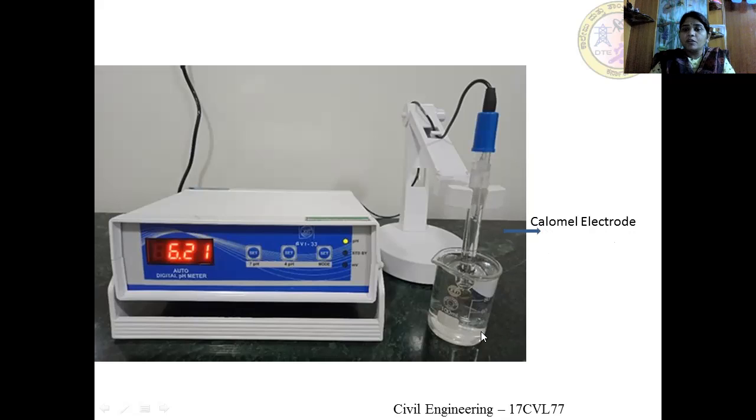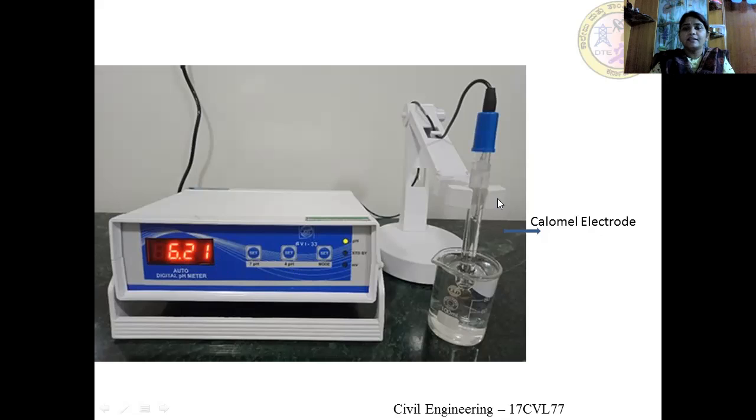We will be taking a buffer solution of known pH value in this beaker. Let me assume I'm taking a buffer solution of pH 4. I'm going to dip this calomel electrode in that standard buffer solution of pH 4. Then in the display, the reading starts oscillating. It may be 4.2, 4.1, 3.9, 3.93, 3.97. It goes on changing. Now, using the fine adjustment knob, I will set this reading to 4.00.